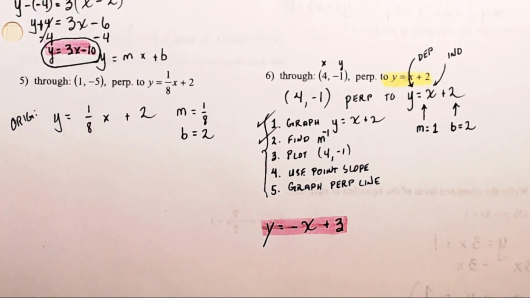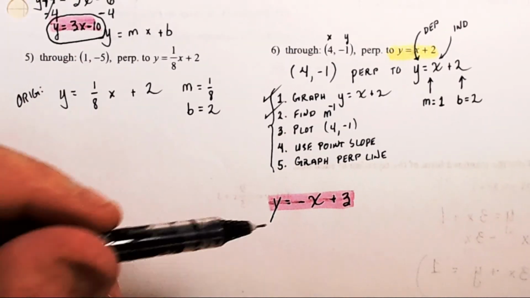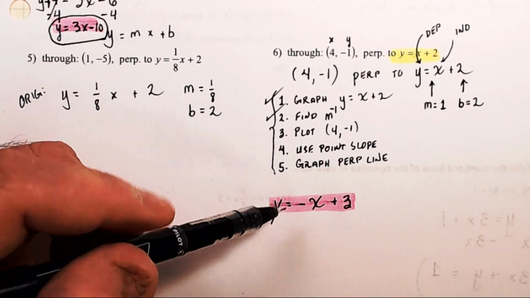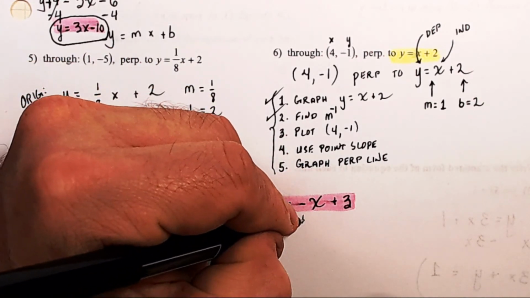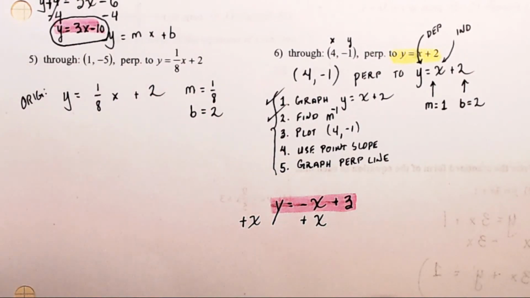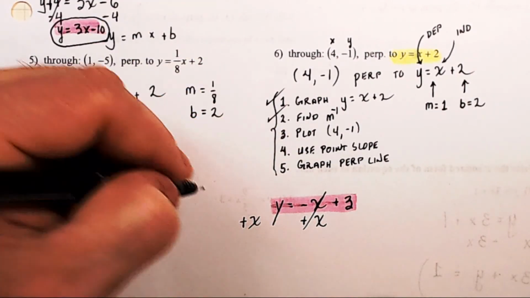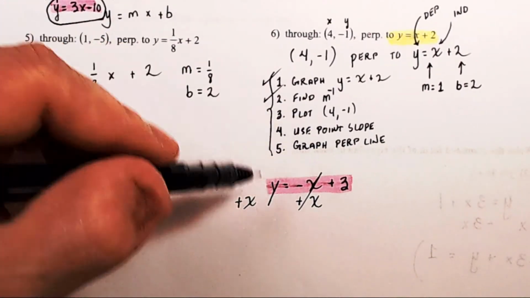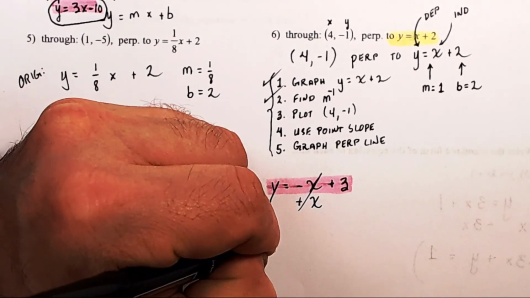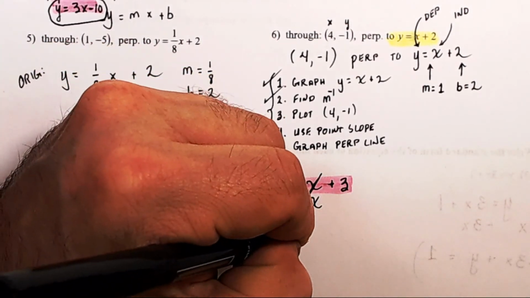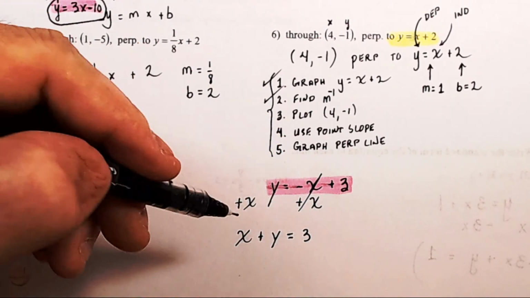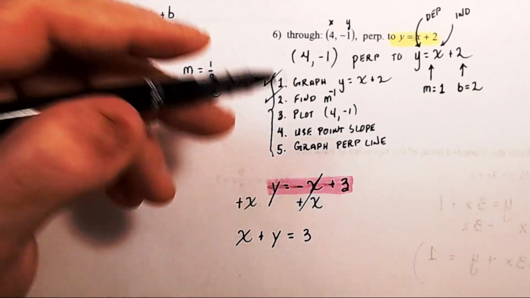Those of you who are still struggling with standard form, we can write this in slope-intercept form. We can write this in standard form by moving the x factor over to the left side of the equation. I'm just extending this exercise. You don't have to do this for number 6. So I have x plus y equal to 3. That's standard form for the perpendicular line.